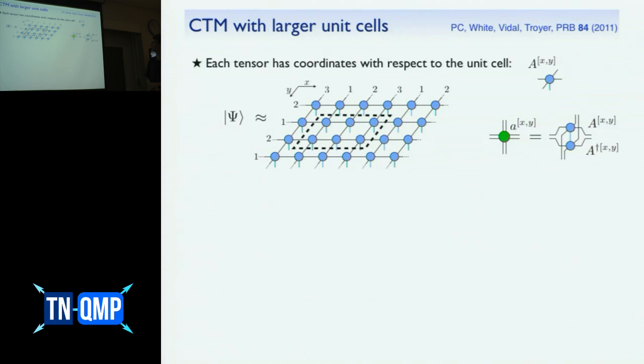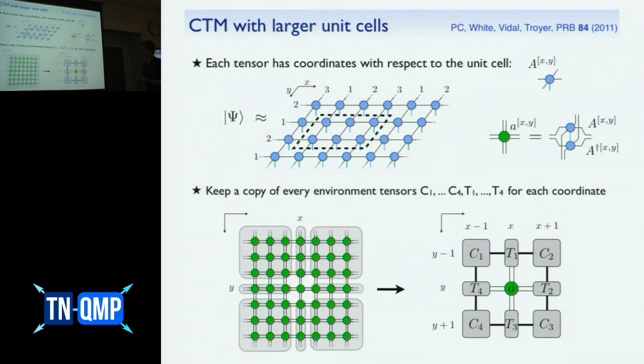Okay, so each PEPS tensor has coordinates, and so have the reduced tensors, right? And the thing is now that if you want to do a CTM, then you also assign coordinates to all of these environment tensors. So we don't only keep one single copy of C1, for example, but we have a corresponding coordinate tensor for each position in the unit cell.